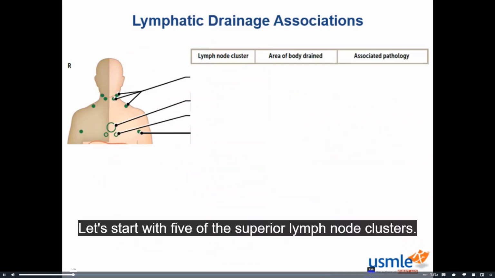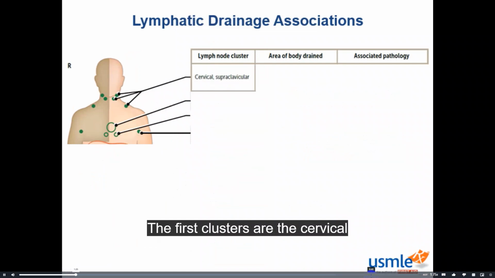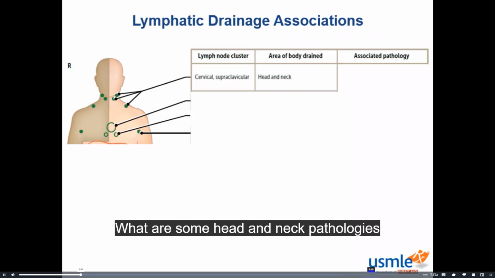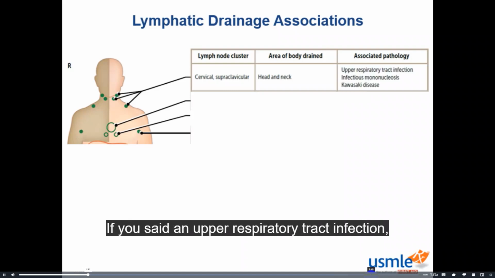Let's start with 5 of the superior lymph node clusters. The first clusters are the cervical and supraclavicular lymph nodes. These clusters drain the head and neck. What are some head and neck pathologies where you would expect cervical or supraclavicular lymphadenopathy, which you can find on physical exam? If you said an upper respiratory tract infection, infectious mononucleosis, or Kawasaki disease, then that's great.